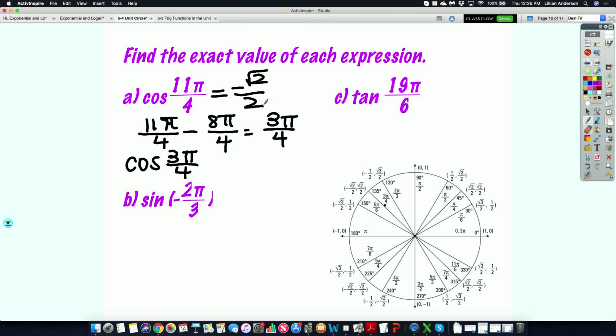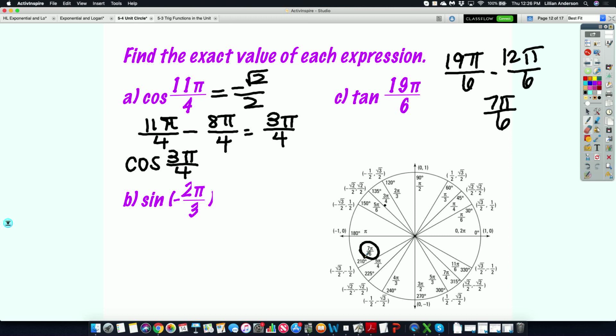Is 19 pi over 6 on your unit circle? Am I going to add or subtract 2 pi to get the coterminal angle? Subtract. So when I subtract 2 pi, I'm actually going to subtract 12 pi over 6 because I need a common denominator. What's 19 pi minus 12 pi? So if I can find the tangent of 7 pi over 6, I can find the tangent of 19 pi over 6. So 7 pi over 6 is right here.